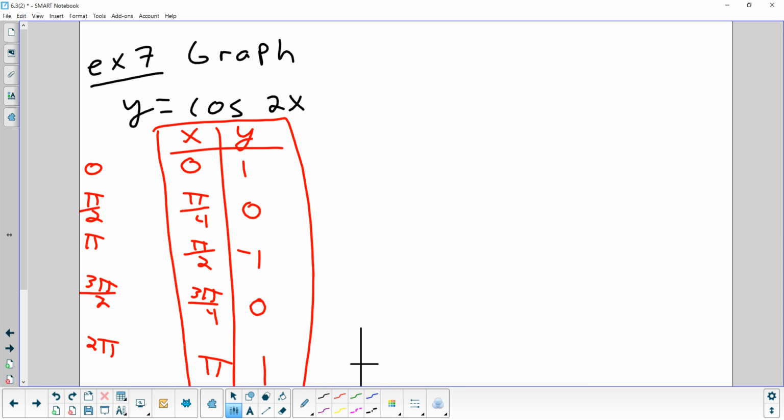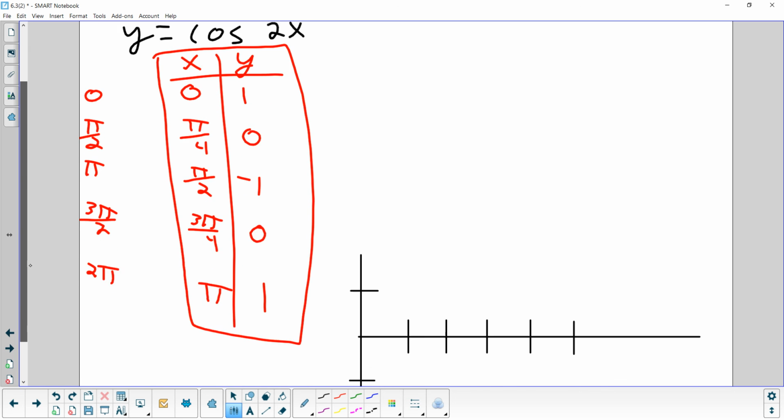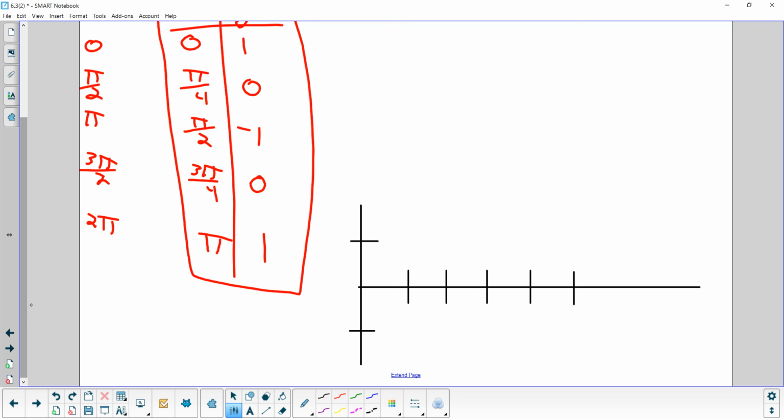Yep. And if you're looking at that and you're like, whoa, there's no pattern there, there is if you write everything with a denominator of 4. 0 pi over 4, 1 pi over 4, 2 pi over 4, 3 pi over 4, and 4 pi over 4. So there's a nice pattern. Okay, any question on that one?